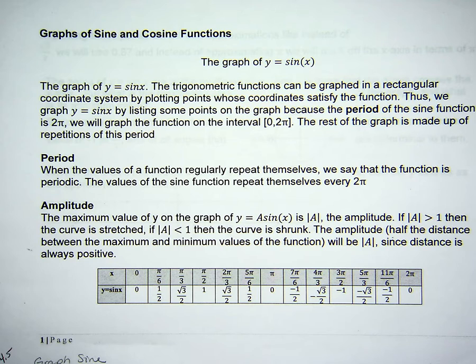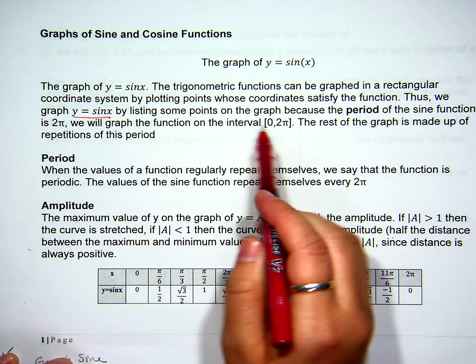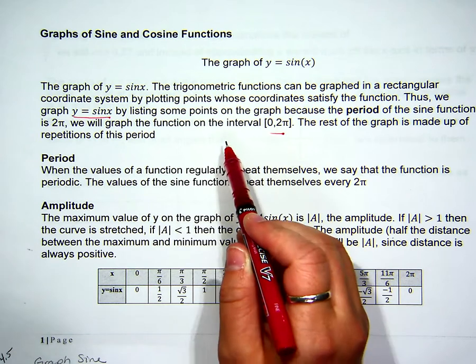Thus, we graph the function y equals sine x by listing some points on the graph, and because the period of the sine function is 2 pi, we actually only have to use the interval 0 to 2 pi. The rest of the graph is made up of repetitions of this period.